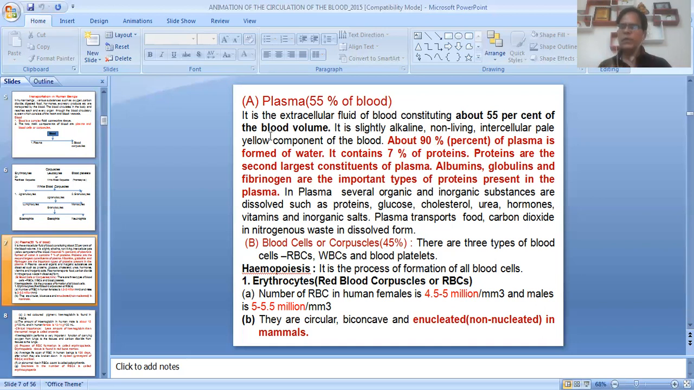And the very, very important thing: they are circular and biconcave. They are biconcave and enucleated, meaning no nucleus is there, my dear friend. Non-nucleated in mammals. We are talking about mammals; definitely, we human beings are mammalian.